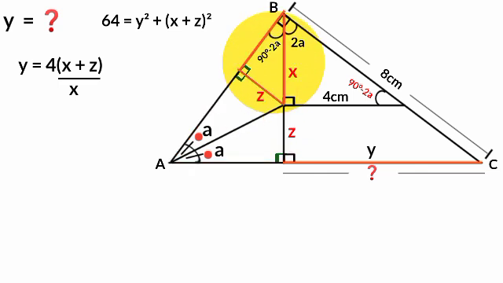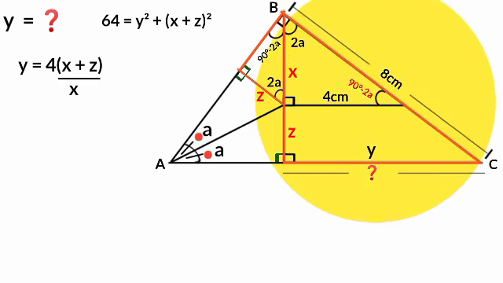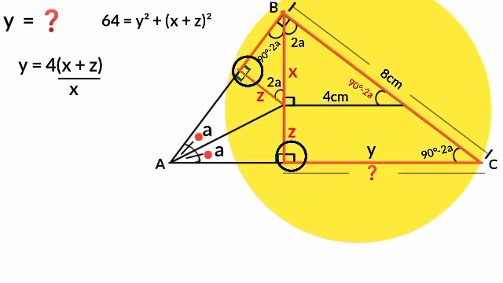Now from this triangle, we know since this is 90 degrees minus 2a, this must be 2a. The same goes for this triangle here. Since this is 2a, this must be 90 degrees minus 2a. If we compare this triangle and this triangle, both are right angle triangles. They both have an angle 2a and an angle 90 degrees minus 2a. That proves that they are similar.